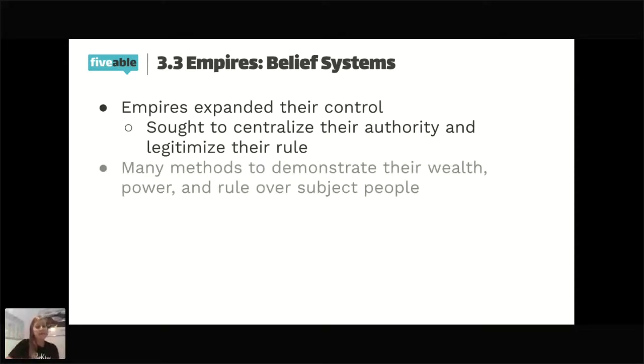And they have a lot of different methods that they use to try to legitimize their rule over these new subject people. They're going to maybe use displays of wealth. They're going to use displays of their power and of their rule in these new areas, so that when people look at the empire, they think, wow, that empire is a force to be reckoned with. We have no chance if we try to rebel, we're going to be crushed if we try to go against this strong empire.